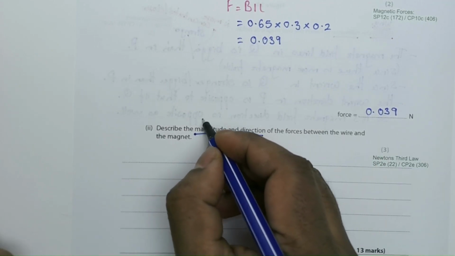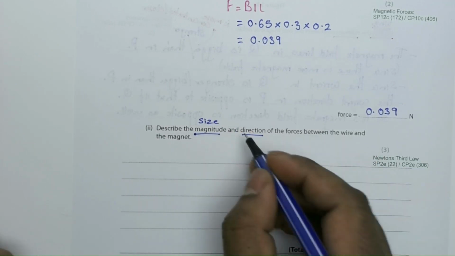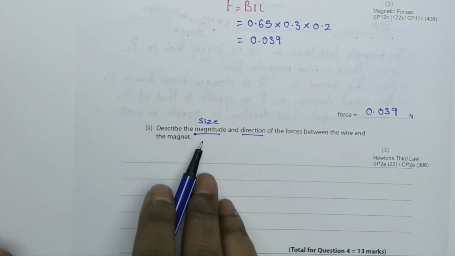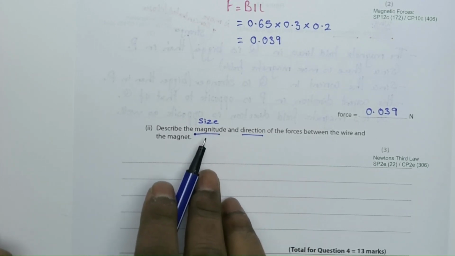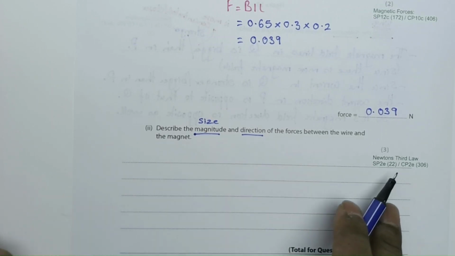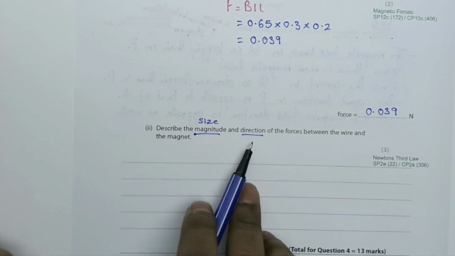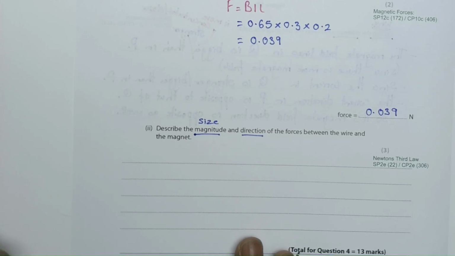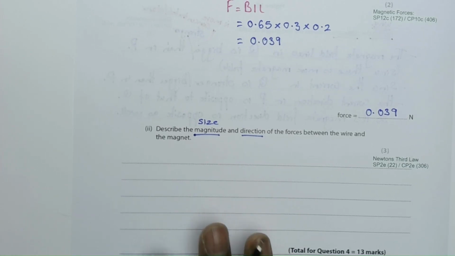So magnitude is referring to the size and the direction. So they want you to describe the size, right? I'll come to the size in a second, because the size bit relates to Newton's third law. We can work out the direction, and some of you did actually work out the direction. So how do you work out the direction of the force? You would use Fleming's left-hand rule.